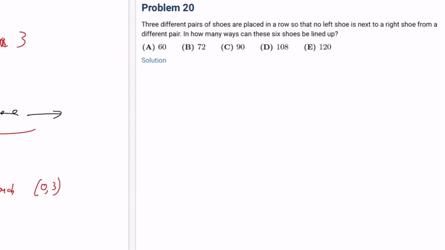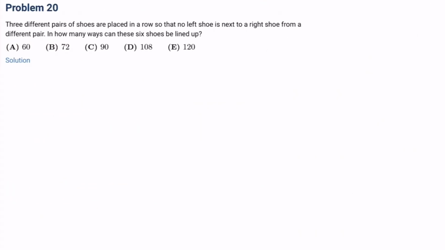It's C. Number 20, 3 different pairs of shoes are placed in a row so that no left shoe is next to a right shoe from a different pair. In how many ways can these 6 shoes be lined up?